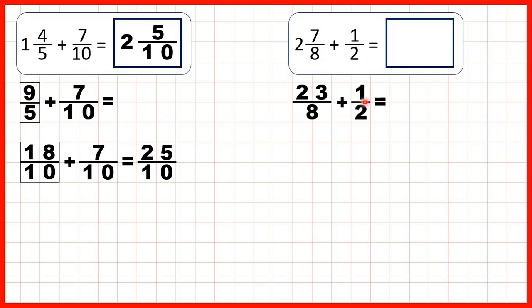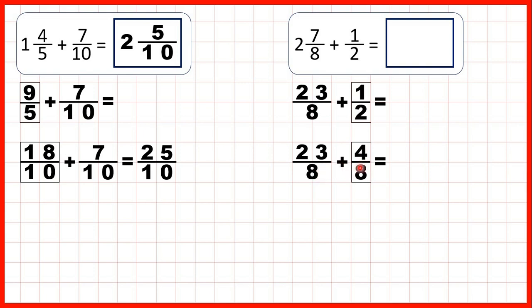We're adding 1/2, but to add fractions, we need the denominators to be the same. So we need to find a fraction equivalent to 1/2, which has a denominator of 8. So we can rewrite our question as 23/8 plus 4/8. That's equivalent to 1/2 because 2 times 4 is 8 and 1 times 4 is 4.